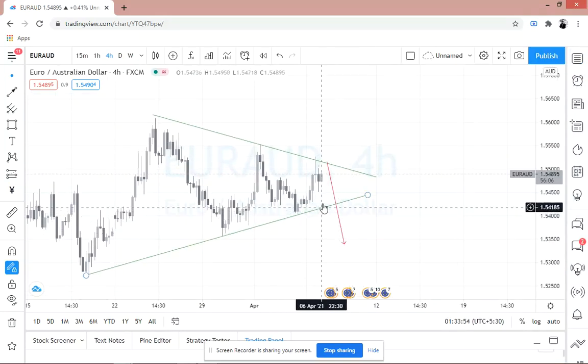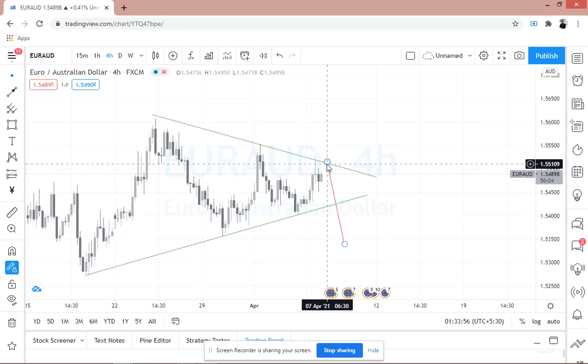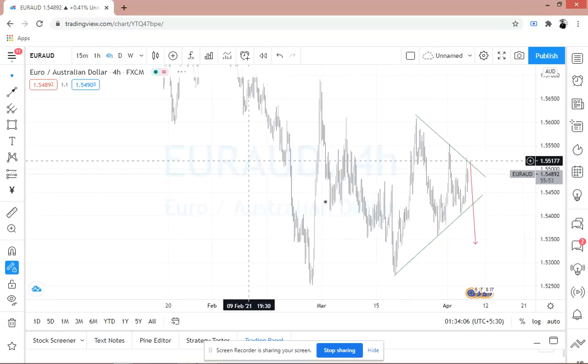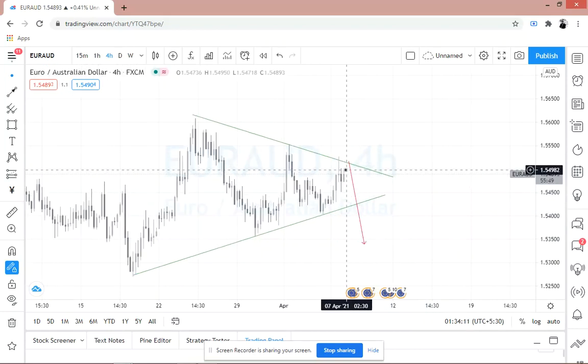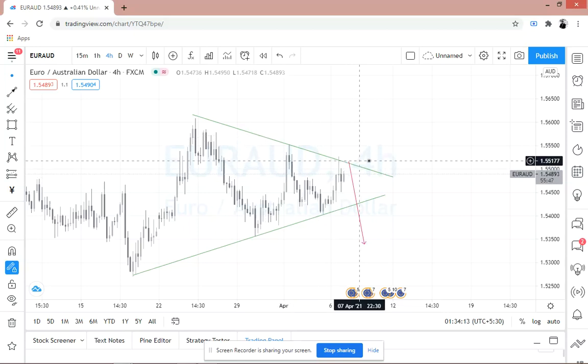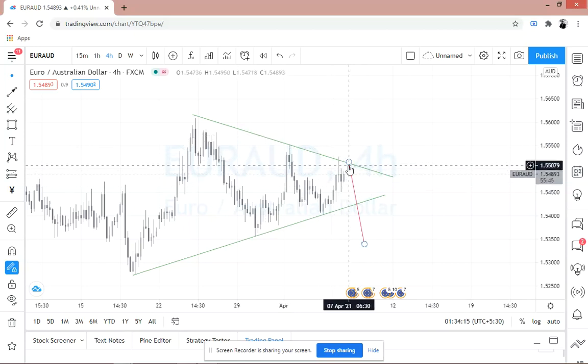Okay, so here we should expect sellers' entry from this level. If we see any confirmation, we should start selling at this level when the trend is down. But if there's a breakout, we should start buying. But I'm expecting confirmation here for sellers to enter from this level.